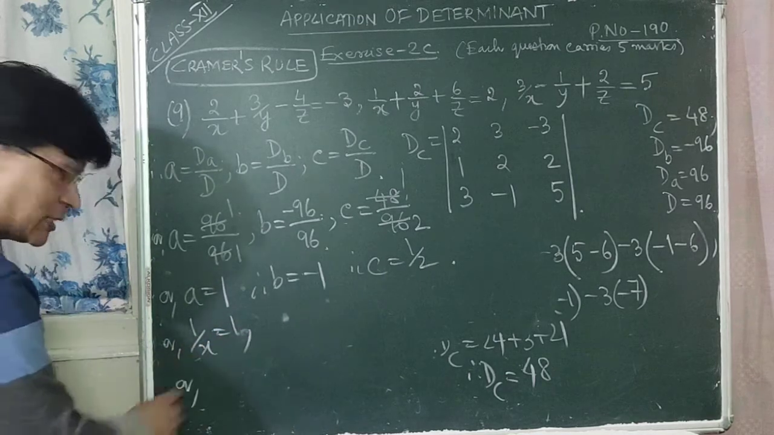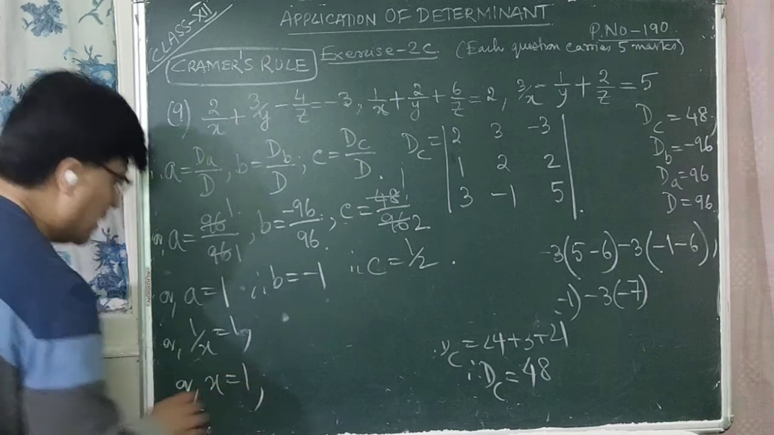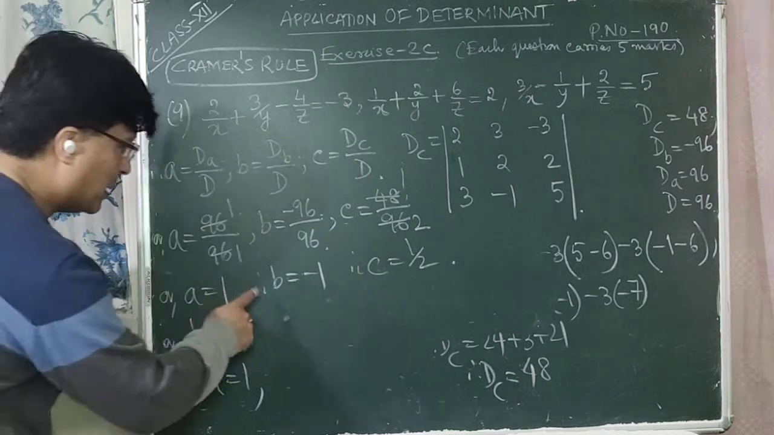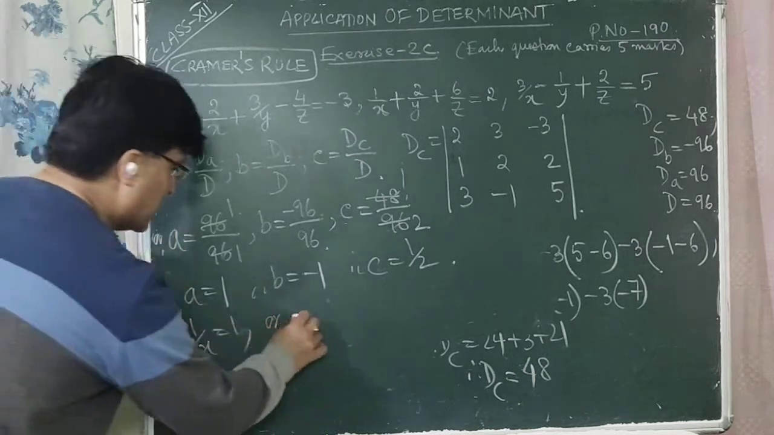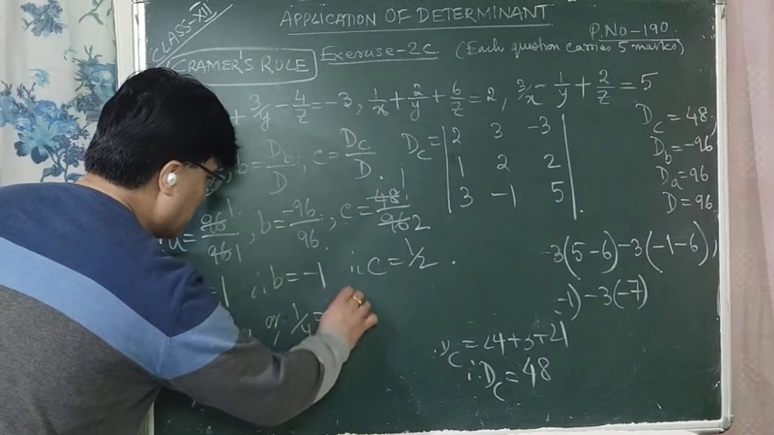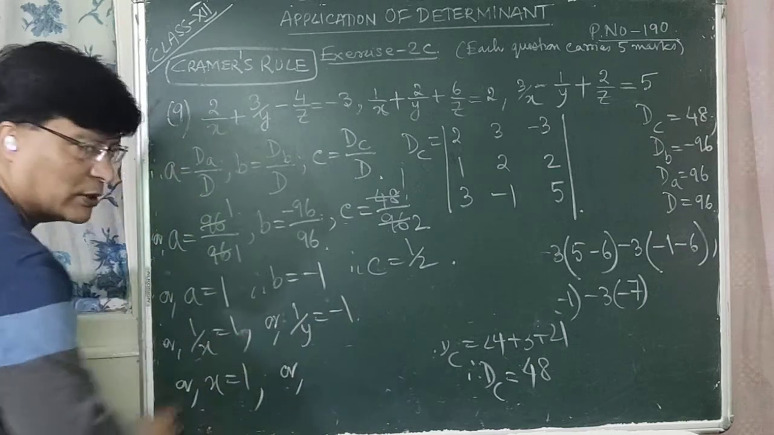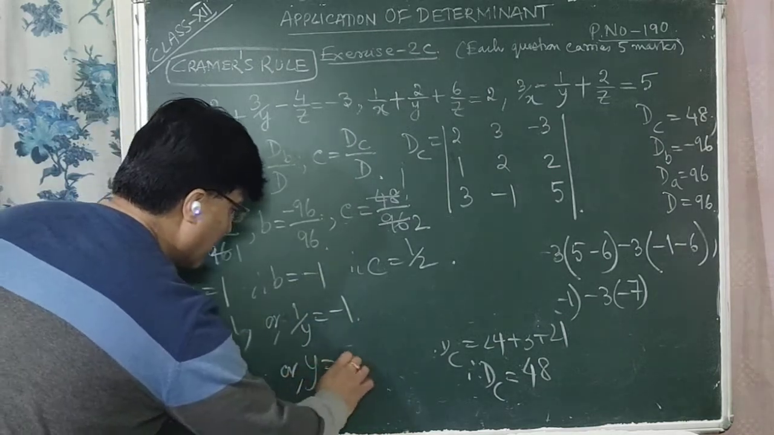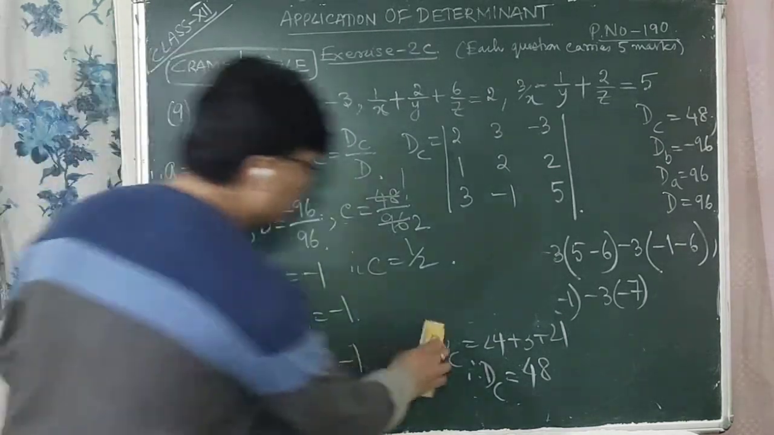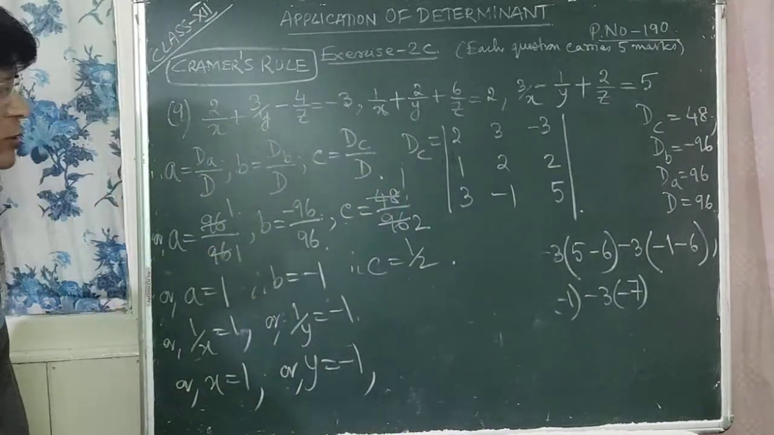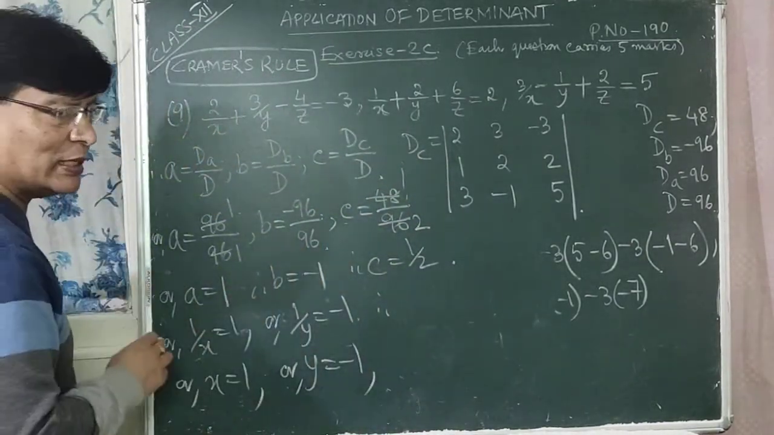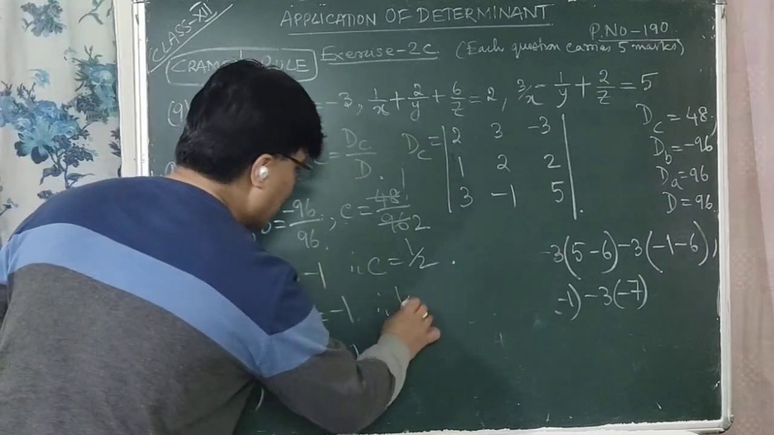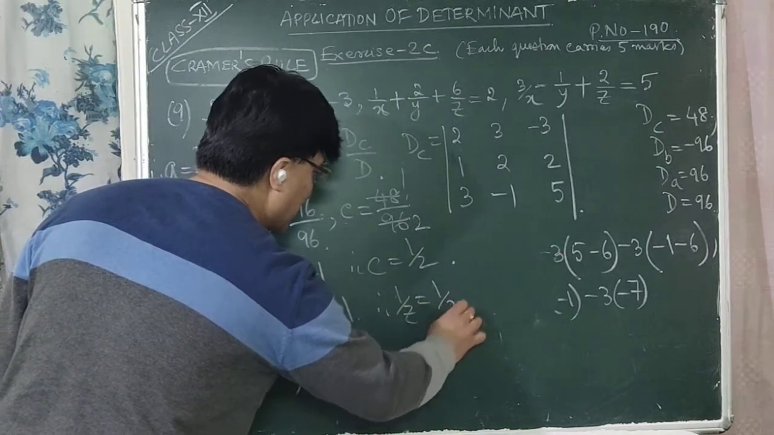Now invert both the sides. What is the value for X? X is equal to 1. Similarly, what was B? B was 1 upon Y, isn't it? 1 upon Y is equal to minus 1. Again, invert both the sides. What do we get? Y is equal to minus 1. And the last one, what was C? What was C actually? We had assumed it as 1 by Z, which is equal to half.